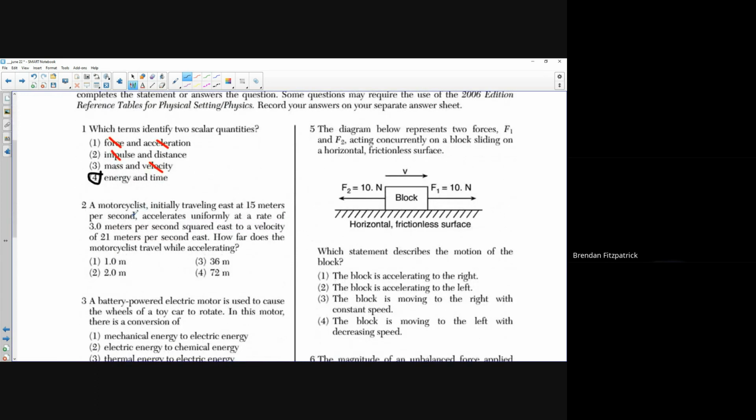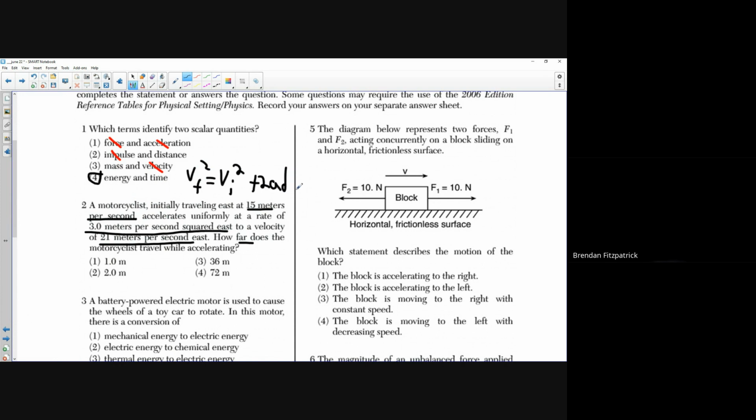Question 2, a motorcyclist initially traveling at 15 meters per second accelerates uniformly at a rate of 3 meters per second squared to the east to a velocity of 21 meters per second. How far does he travel? So I have a VI, VF, an acceleration, and I want to know a distance. So the equation that I have to use is VF squared is equal to VI squared plus 2AD.